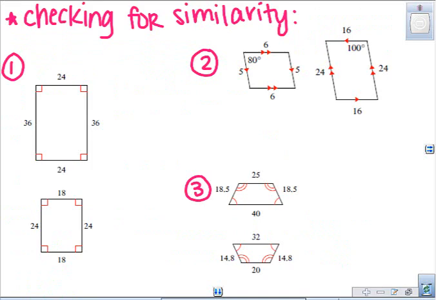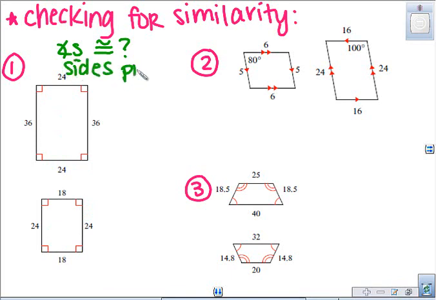The first thing that you'll need to know is how to check for similarity. You may be given two figures with the measurements and asked, are these similar? So we're going to answer that question for these three problems. In this first one, you have two rectangles. You have to check, are the angles congruent? And if the angles are congruent, then you check to see if the sides are proportional. So obviously 4 right angles and then 4 right angles. So the angles are congruent from one figure to the next. And then you ask yourself, are the sides proportional?